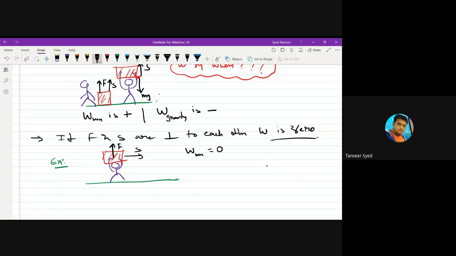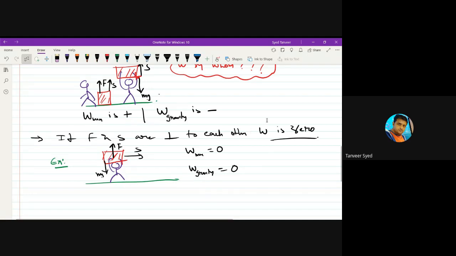And gravity is acting down. Gravity, weight mg, is acting down, which is again perpendicular to the displacement. So here, work done by gravity is also zero.